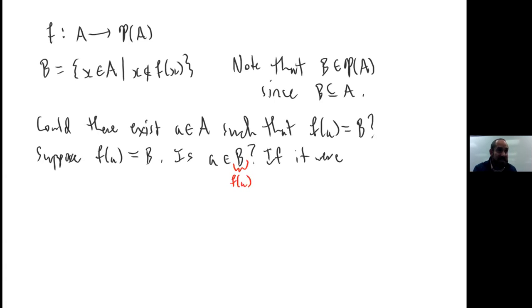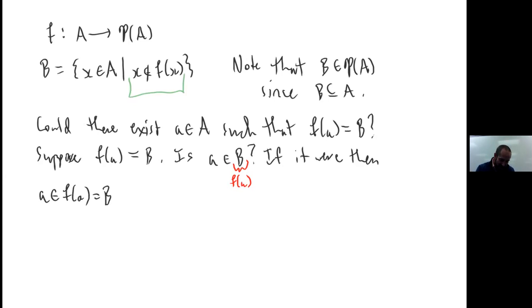It's f of A. Does that make sense? If it were, then what? A would belong to f of A, yes, which is equal to B, of course. But A belonging to f of A would violate this condition. That would mean the input belongs to its output, but the condition to be in big B is that you can't belong to your output. Does that make sense?